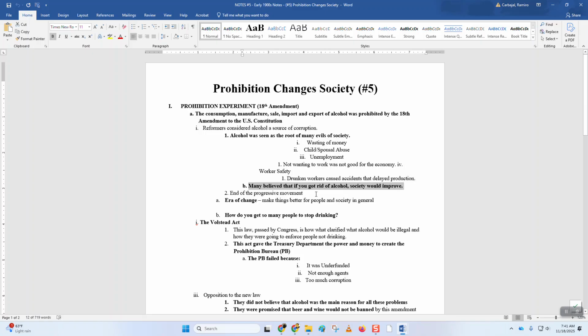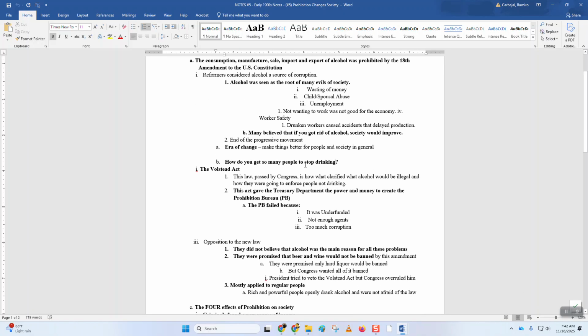So this is going to be the end of the progressive movement. This is one of the last major changes that they do. This is an era of change, and during this era of change, one of the last things that they got done was that prohibition will be passed, and now alcohol will be illegal. But the big question now is, how do you get people to stop drinking? Because they still want to drink, but the law now says you can't.